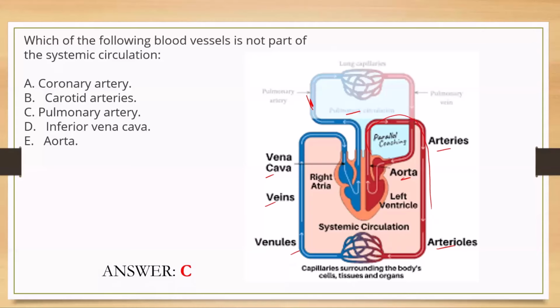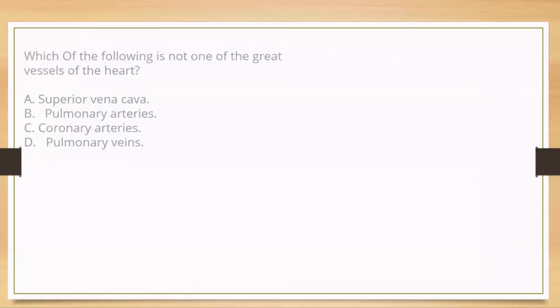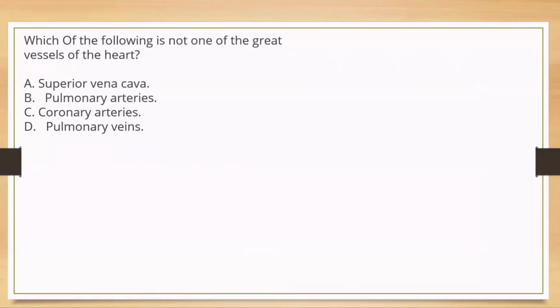But inferior vena cava, although they are all part of systemic circulation. Which of the following is not one of the great vessels? So again, when we say great vessel, what are we referring to? These are simply large arteries and veins directly connected with the heart. These are called great vessels.